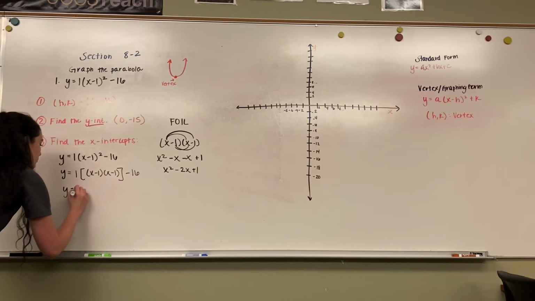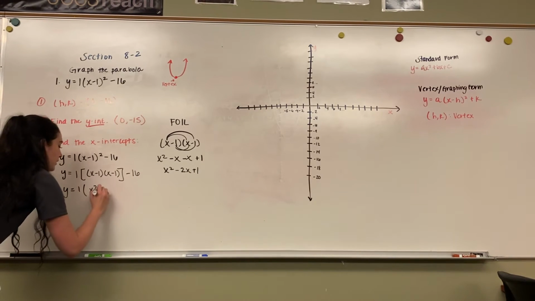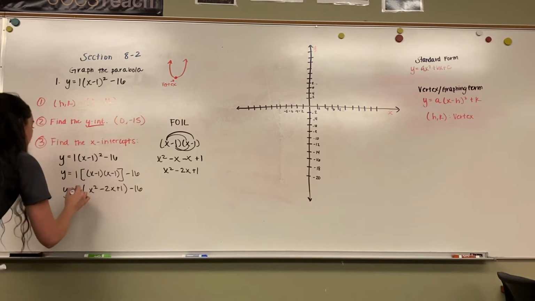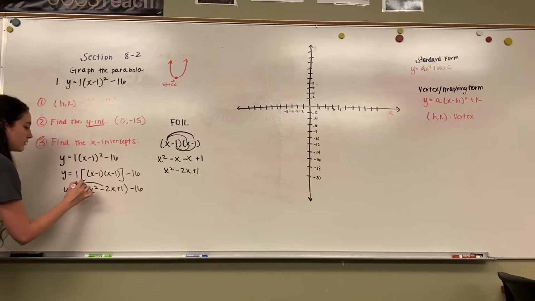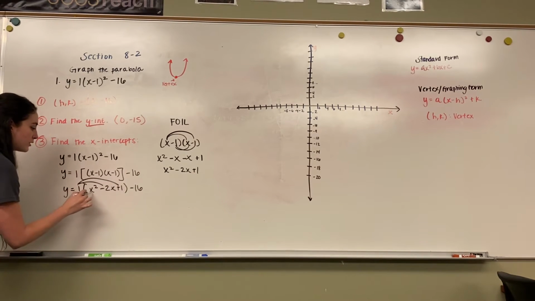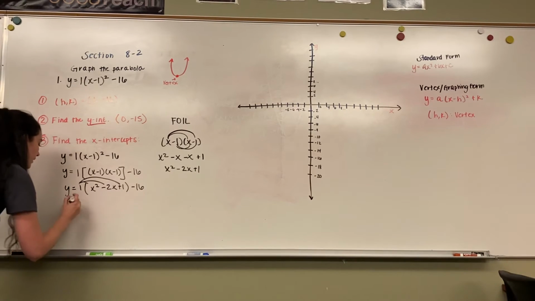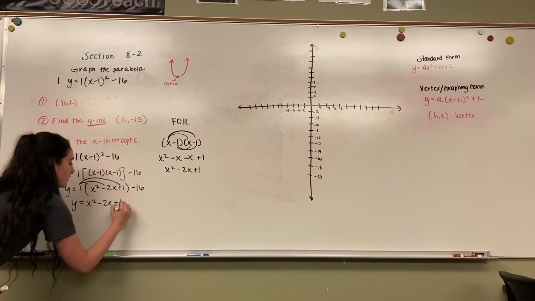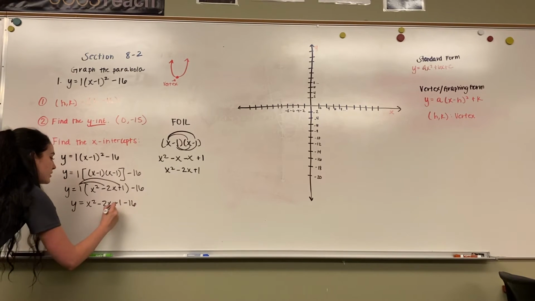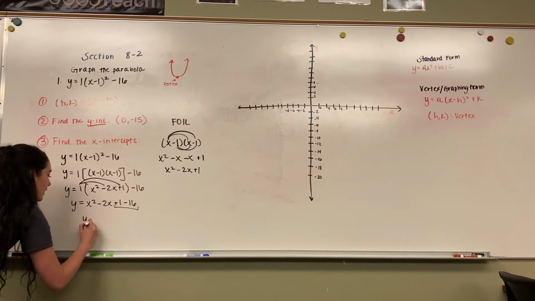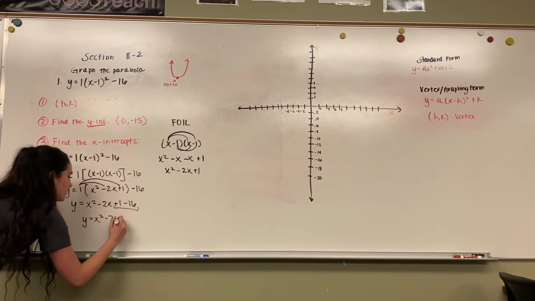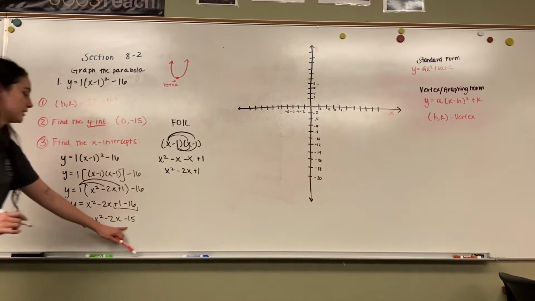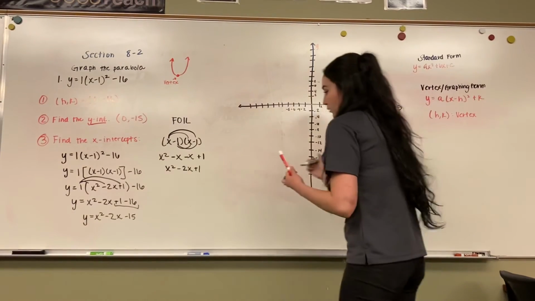So you get y equals 1 times x squared minus 2x plus 1 minus 16. So if you multiply all the terms by 1, sorry, that's my sister's pump. If you multiply all the terms by 1, it's not going to change, right? So we get y equals x squared minus 2x plus 1 minus 16. So this is the only thing we can simplify right now. Y equals x squared minus 2x. 1 minus 16 is -15. And look, we are now in standard form. And we can now factor.